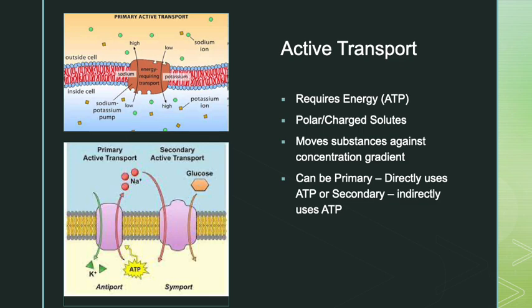That transporter there is directly using the yellow molecule of ATP that you can see in the picture. So that is an example of primary active transport.